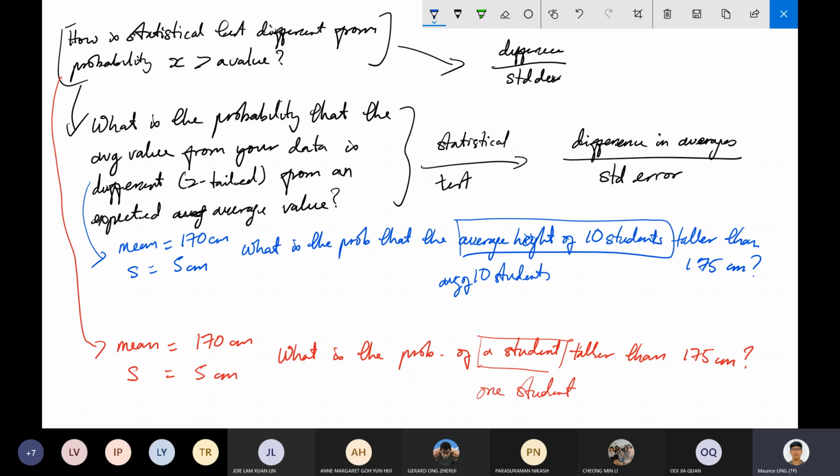Okay, and because of that, you use standard error instead of standard deviation. So standard error in this case will be, you keep on seeing this, your standard deviation divided by square root of n. Okay, for all your calculations.